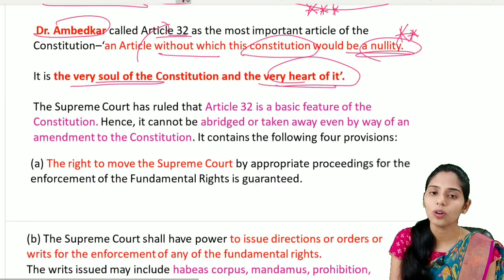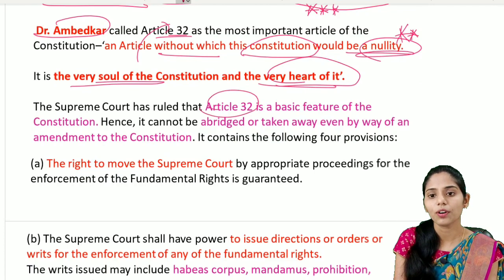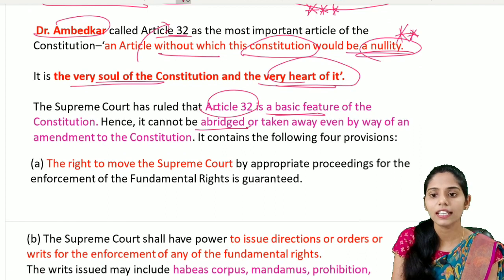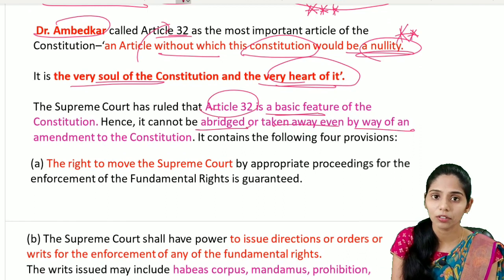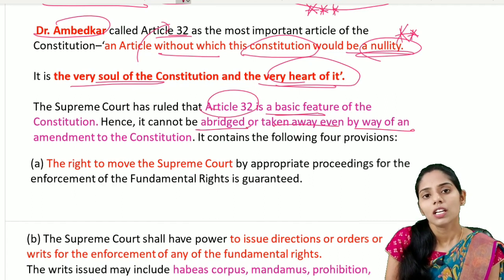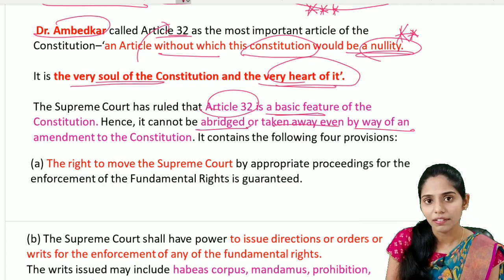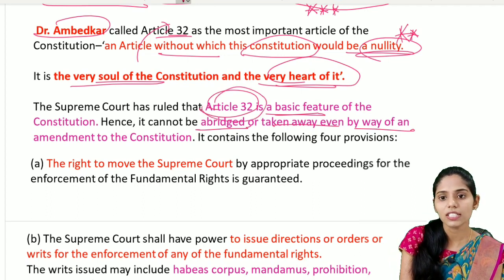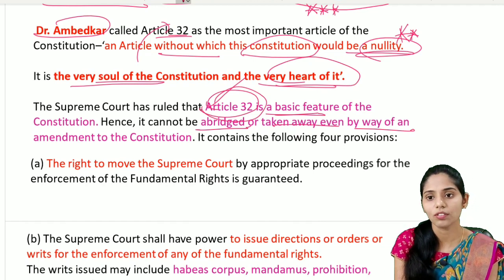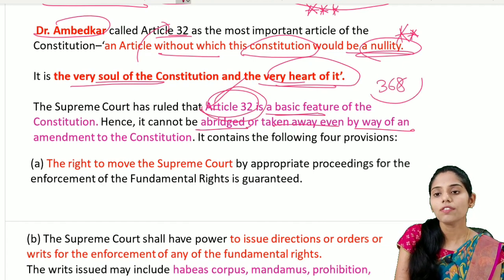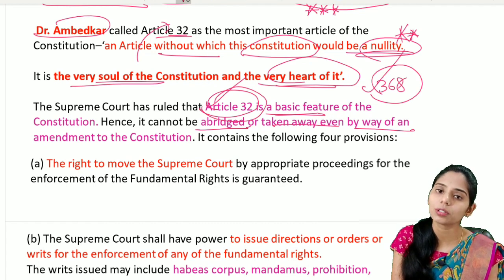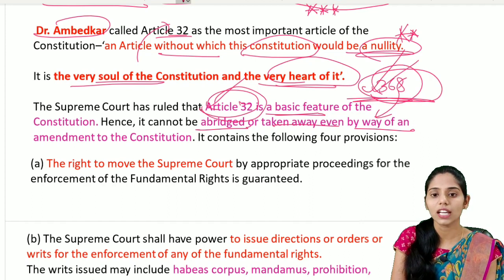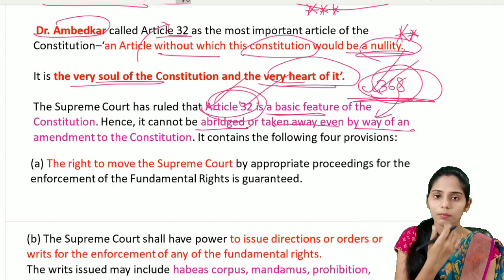So if you see, the Supreme Court also ruled that Article 32 is one of the important basic features of the Constitution. Hence, it cannot be abridged or taken away even by way of an amendment of the Constitution. Article 368 gives the power to the Parliament to amend the Constitution. So through this Article 368 also, this cannot be amended. That is, Article 32 cannot be amended.